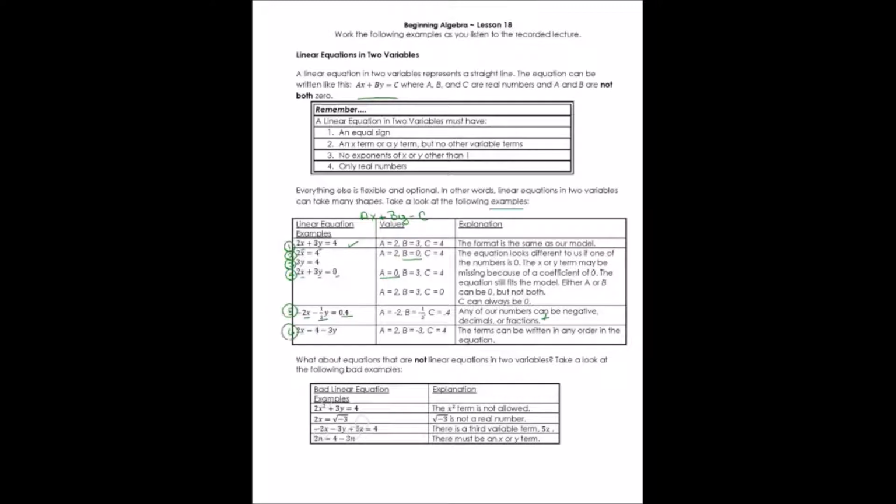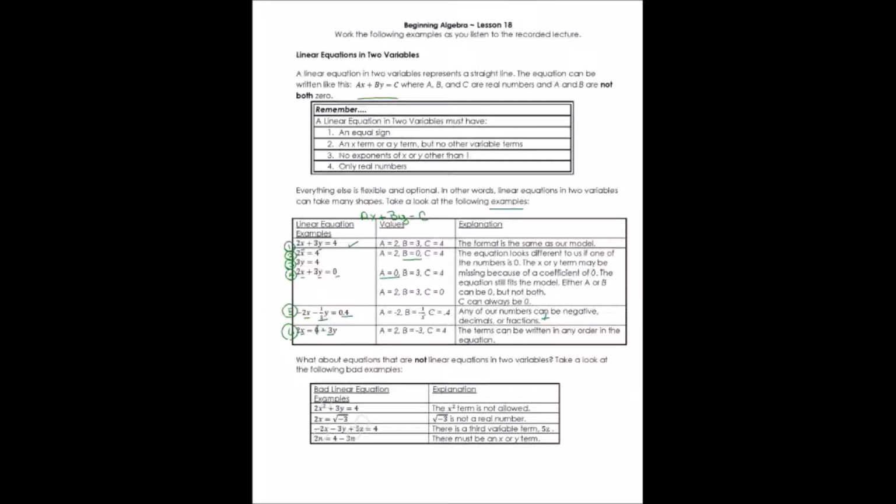Number 6, I've got 2x equals 4 minus 3y. This is not in the same order, but that's not one of my rules. I can still find a coefficient of the x term, so A is 2. I can still find a coefficient of the y term, so B is negative 3. The other number that's left over is what C is equal to. So they can be written in any order, and on either side of the equation. If I can find the x term, the y term, and a c term, and any of those could be 0, I have a linear equation in 2 variables. So it looks like almost anything can be a linear equation in 2 variables, doesn't it?